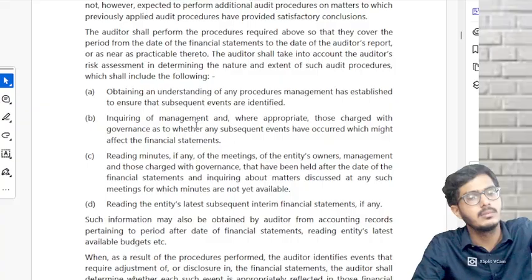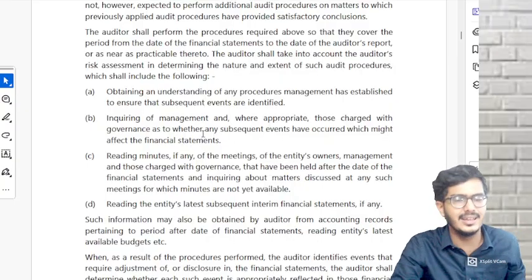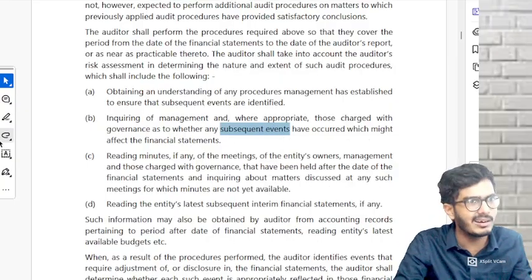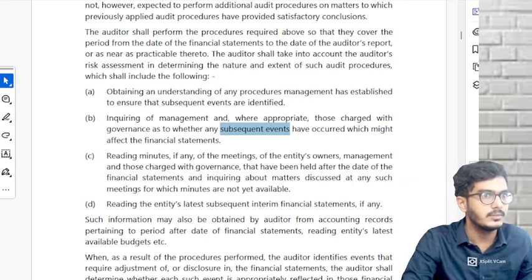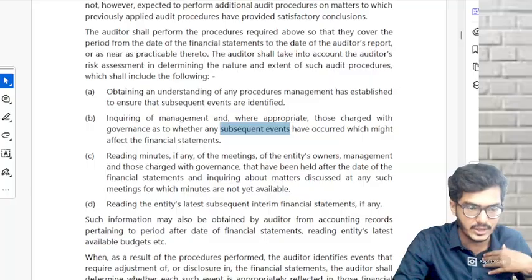Inquire of management whether any subsequent events have occurred. If yes, tell me those subsequent events. I'll perform procedures on them. I'll get sufficient appropriate audit evidence for them.